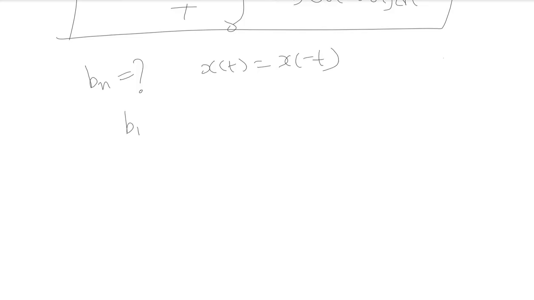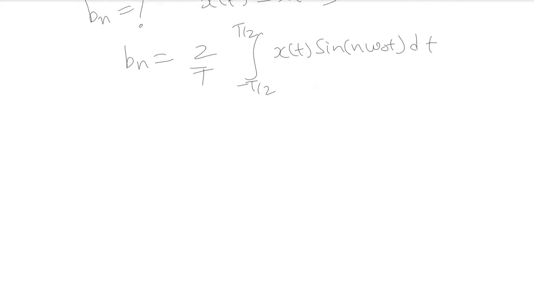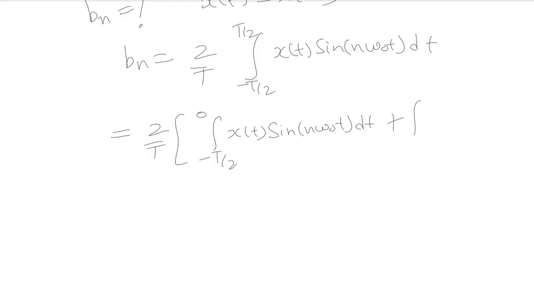The standard expression for bn, we know, is 2 by T integration over one time period, minus T by 2 to T by 2, x(t) sin n omega naught t dt. This is the standard expression. Let us adopt the same method. 2 by T, break this integral limit into minus T by 2 to 0, x(t) sin n omega naught t dt, plus 0 to T by 2, x(t) sin n omega naught t dt. So let us use the same method.